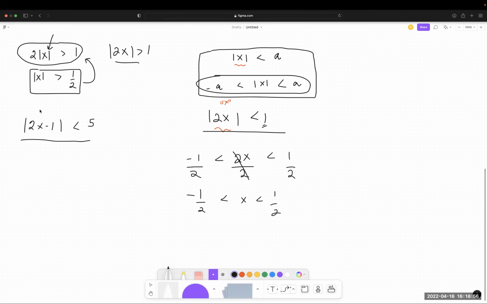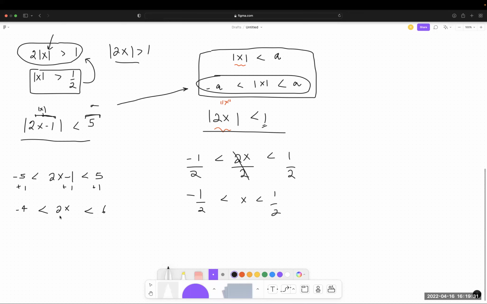What do we know? We have our absolute value of x. Symbolically, this entire thing is the absolute value of x. And then you have that 5 here, which is symbolically our a. Again, we're matching it to this. So we sandwich it between the negative version and the positive version, and then we solve. How can you solve? Let's start by adding 1 to all the sides here. So what do we have? We'll have negative 4, then 2x, and then 6 here.